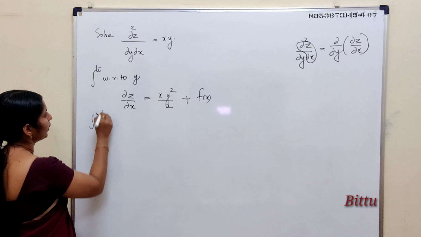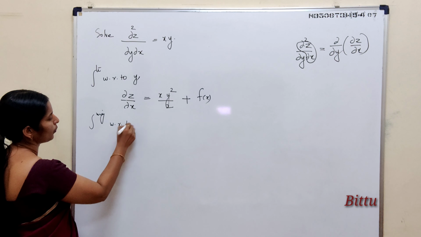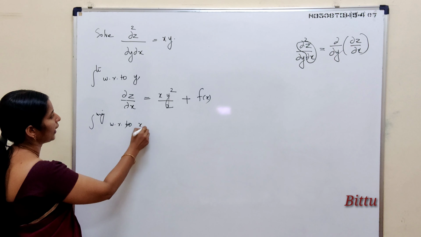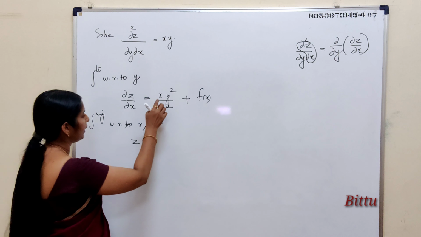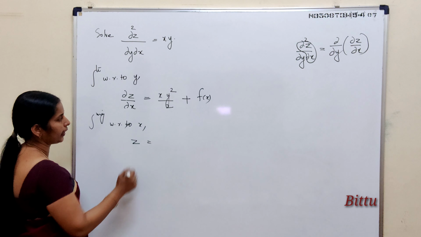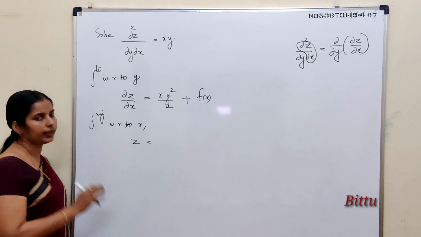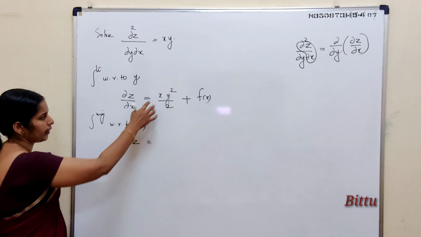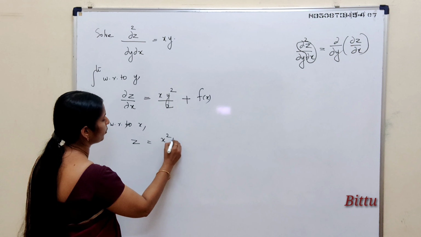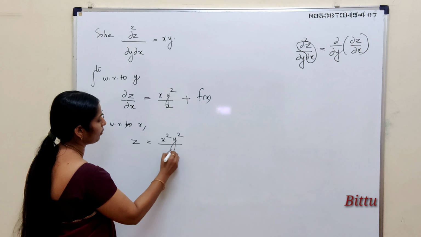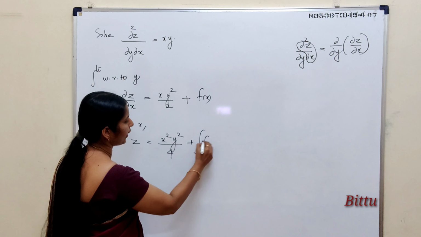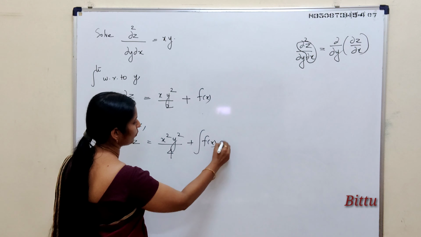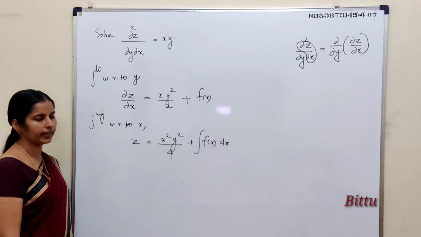Again integrating with respect to which variable? With respect to x. We have z equal to. We are integrating with respect to x. What is the integral of x? At that time you have to keep y as a constant. The integral of x is x²/2. So the term is x²y²/4 plus. We are integrating with respect to x, so you have to integrate f(x) with respect to x. That is the integral of f(x) dx.